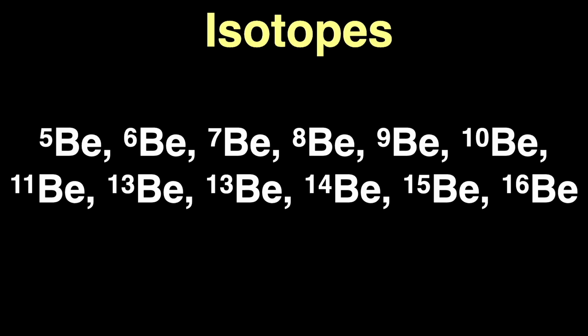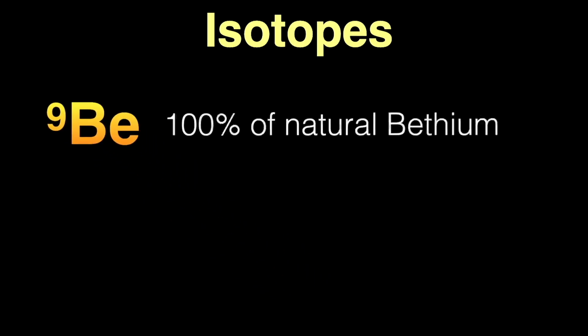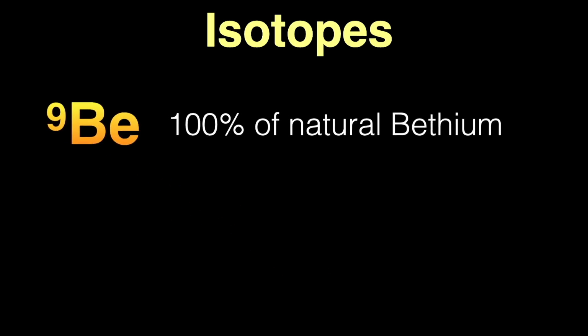There are 12 known isotopes of beryllium, and of these 12, there's only one stable, non-radioactive isotope, beryllium-9. Beryllium is therefore a monoisotopic element. There are 23 of those, by the way. The stable beryllium-9 isotope obviously makes up all of the naturally occurring beryllium in the universe.